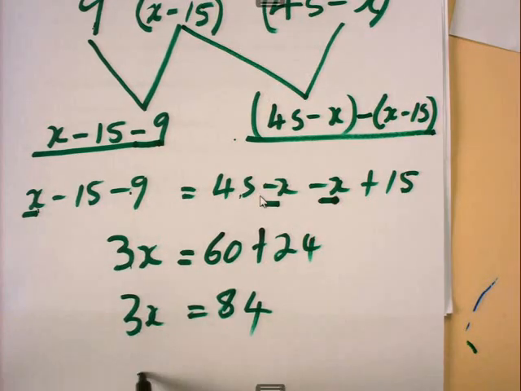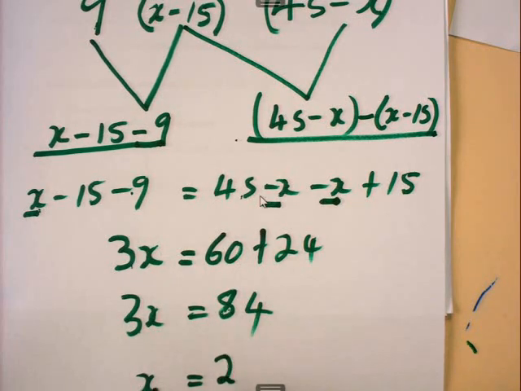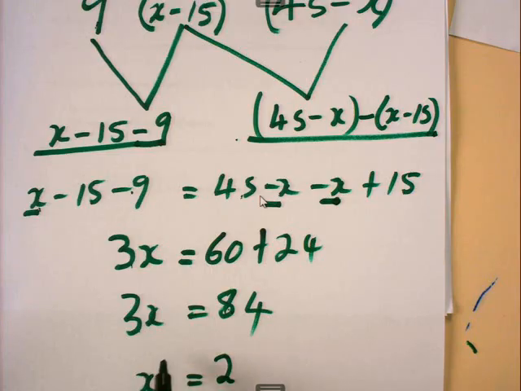If you divide by 3 here, you've got x. You divide by 3 here. 3 into 8 goes twice, 2 left. 2 put in 24. 3 into 24, it goes 6 times. As a result, the value of x should be 26.